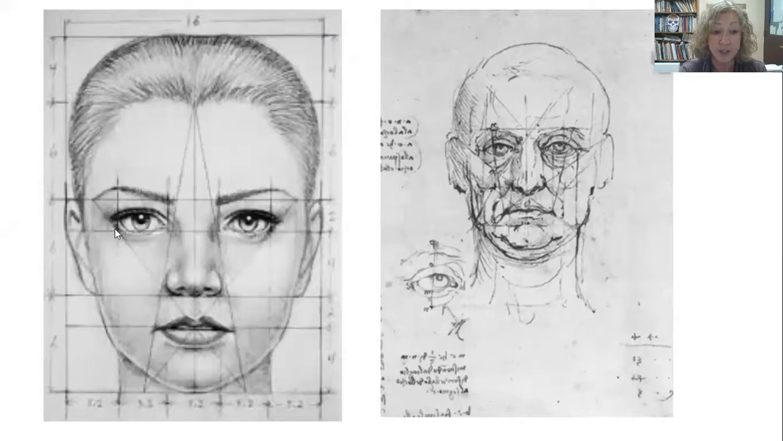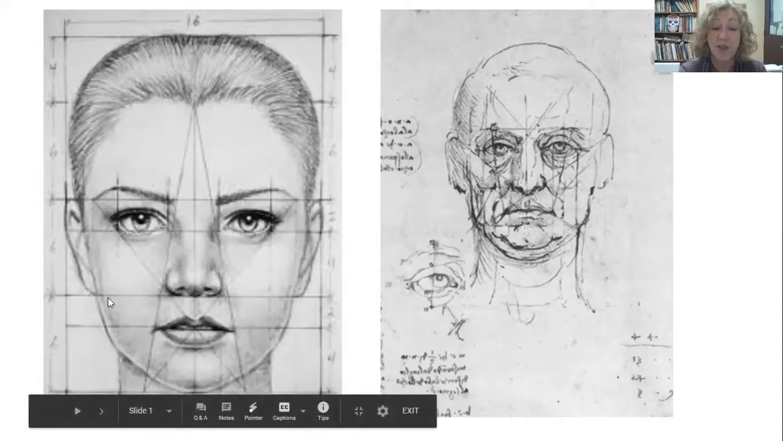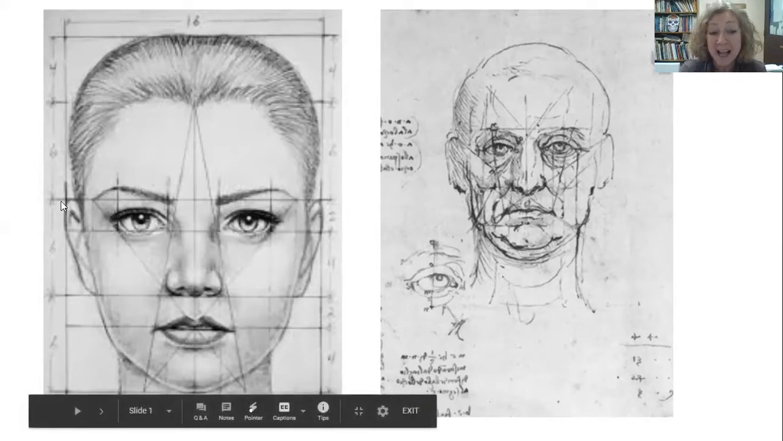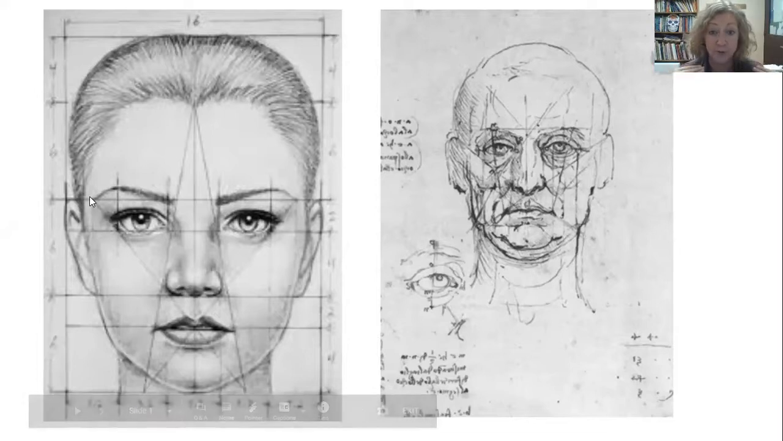Notice on this illustration right here, it shows that the outside corner of the eyes line up with the neck. And so when you're unsure of where to put the corner of the eyes, realize that your neck and the corner of the eyes line up. There's also diagonal lines that you might want to use. Not all the lines have to be in a perfect grid.